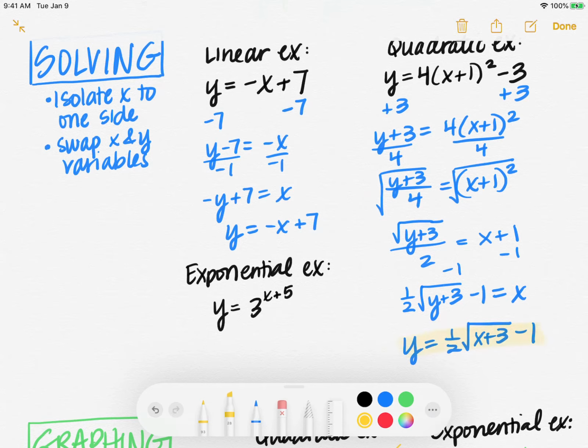Okay, questions on quadratics. I know that seems to trip you guys up a lot. You make some little mistakes on quadratics.